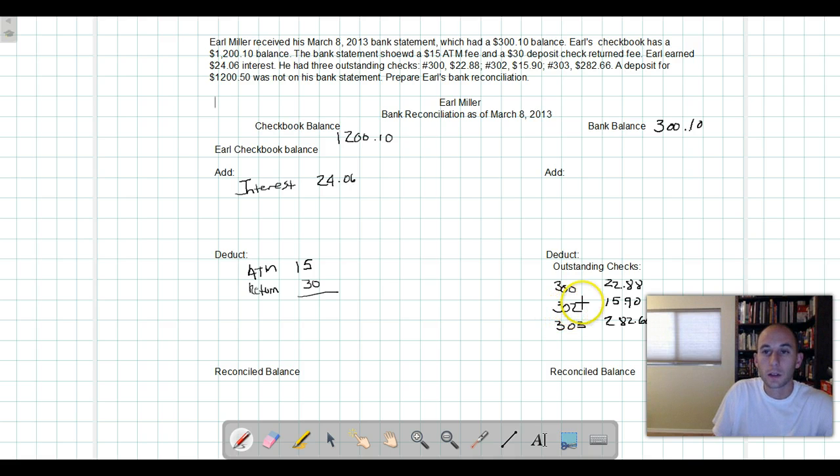All right. And then the last thing here says a deposit for $1,200.50 was not on his bank statement. So let's say we got this check on March 8th, this $1,200 check, and we put it in the bank, but it wasn't early enough to show. So it's called a deposit in transit, of $1,250.